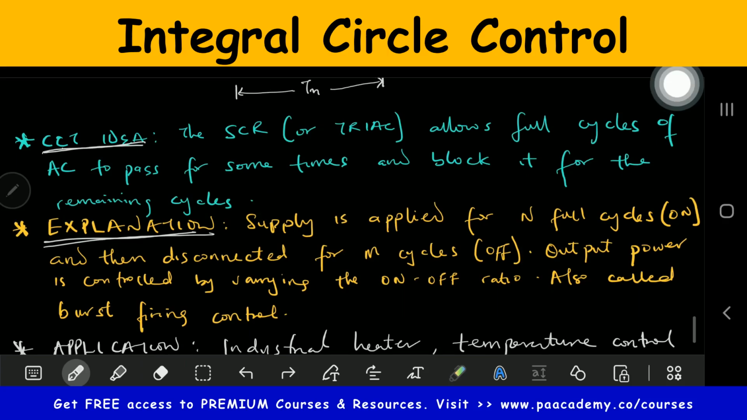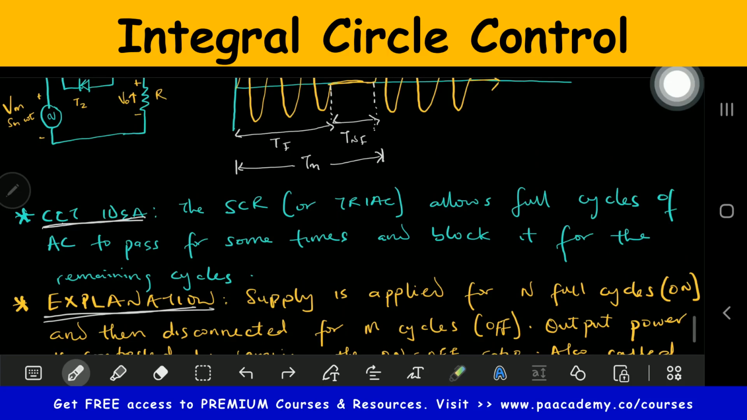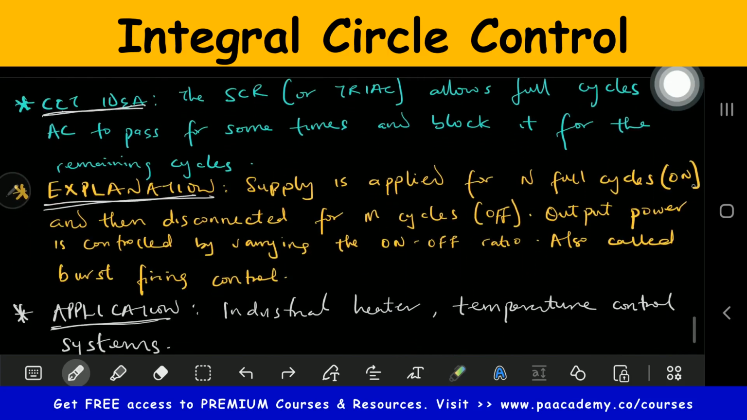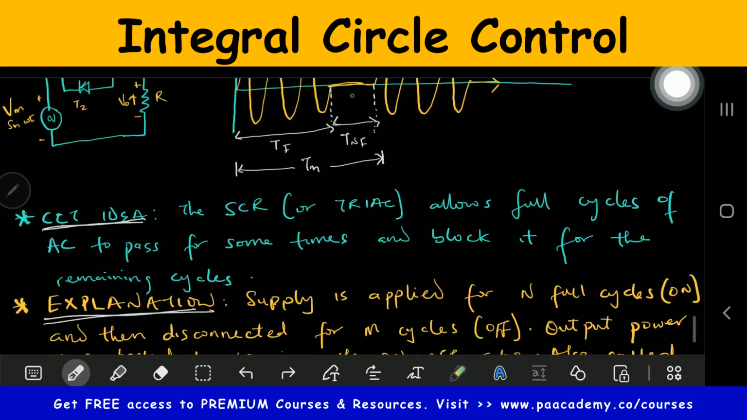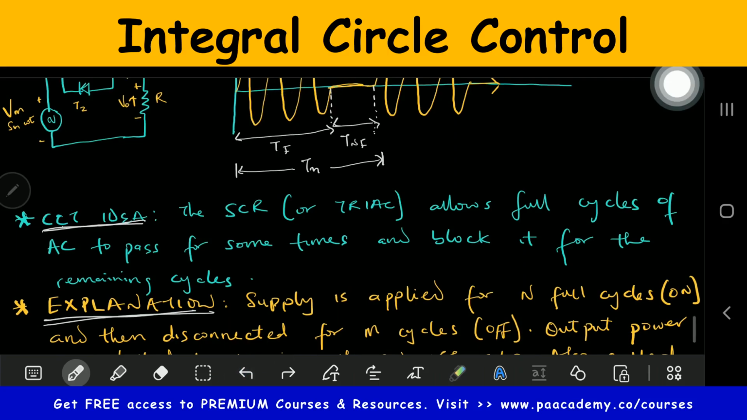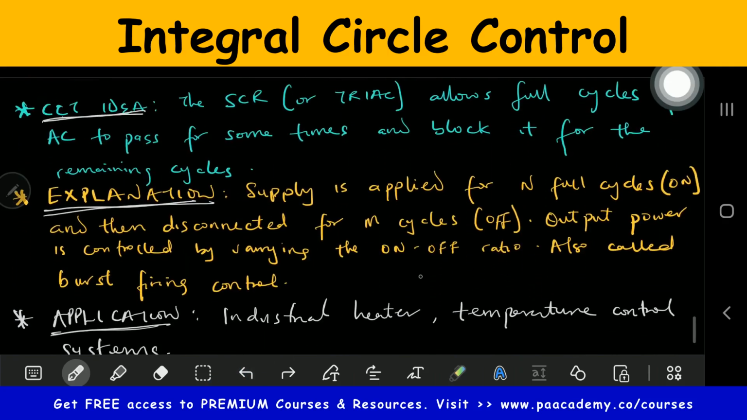So in the explanation there, it says supply is applied for N cycles, which is the on state, and then disconnected for M cycles, which is the off state. So this is the off period and this is the on side. The output power is controlled by varying the on and off ratio, also called the burst firing control.